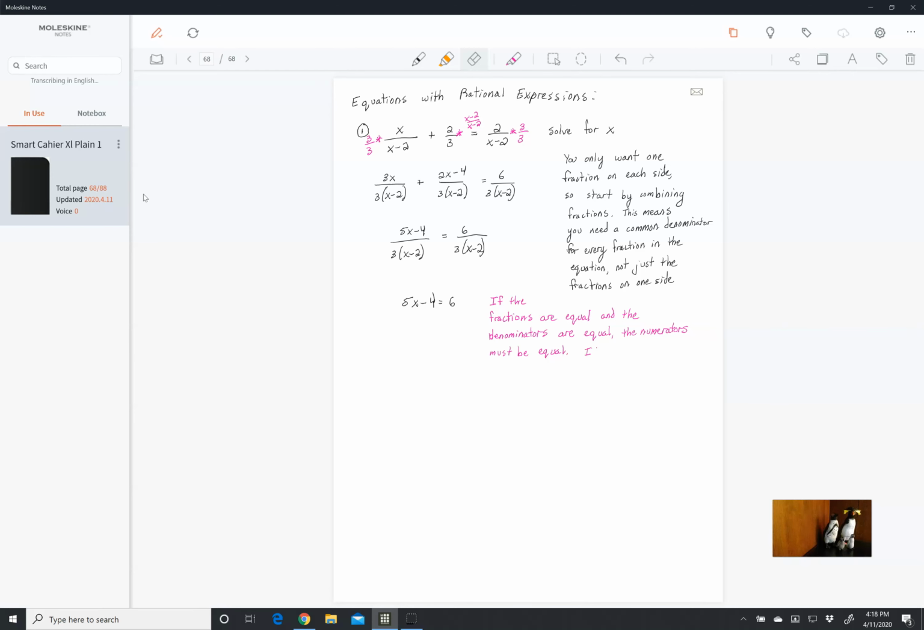Symbolically, we're saying if P over Q is equal to M over N, and Q is equal to N, then P equals M. So if you like things written in a very brief mathematical way, this is what we're saying. And now we just have this really nice linear equation to solve. So we're going to add 4 to both sides.